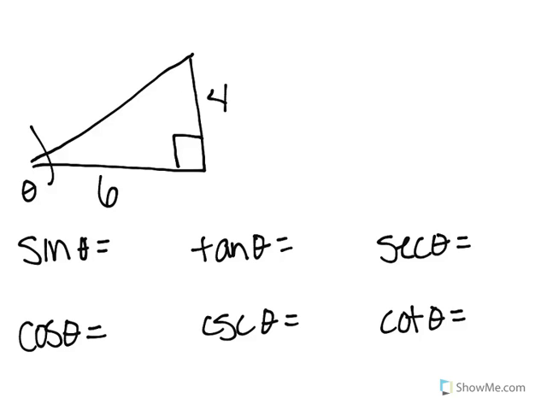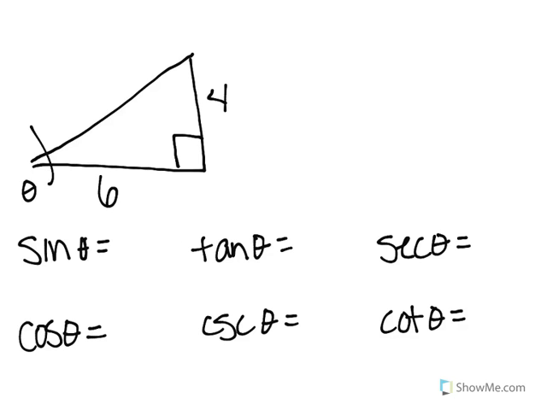So we have this beautiful triangle drawn by yours truly, and we want to come up with the exact values of our 6 trigonometric functions just from the information that we're given. All we know is that this is a 90-degree triangle, our side opposite our angle is 4, and our side adjacent our angle is 6.